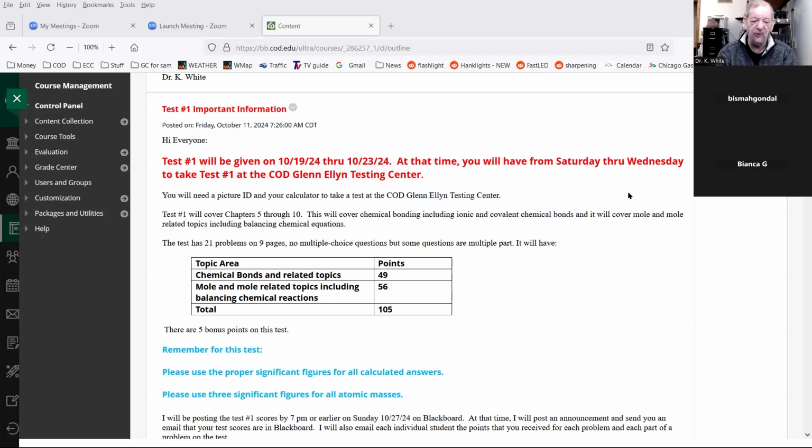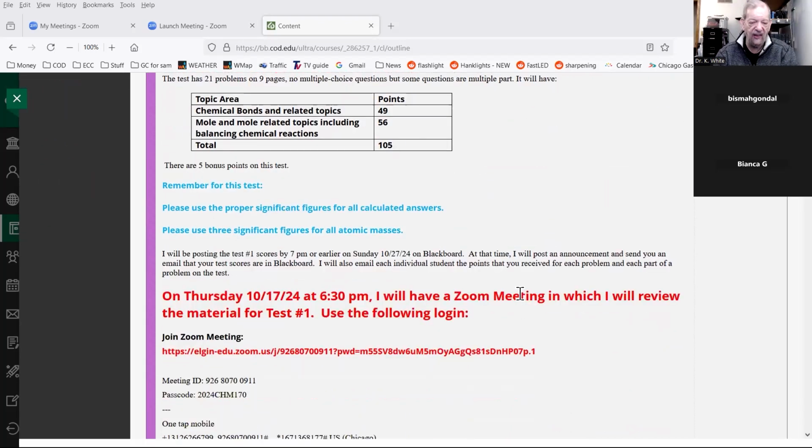And a fancy word from Dr. White. If you add it up, it adds up to 105, so there are five bonus points. Remember, on the test, underneath your name, it will say boldly, please use proper significant figures for all calculated answers and use three significant figures for all atomic masses.